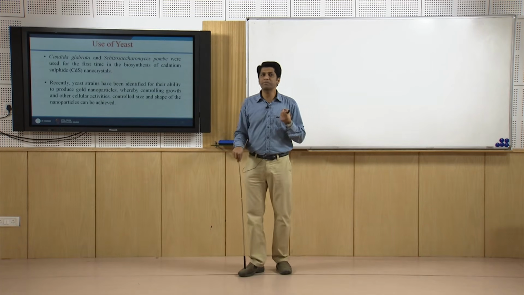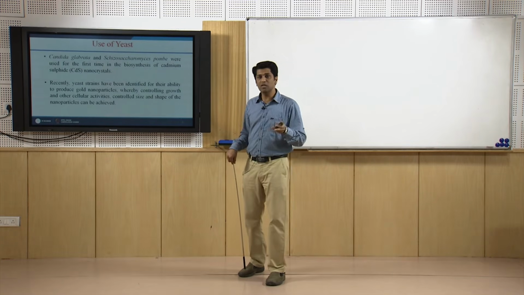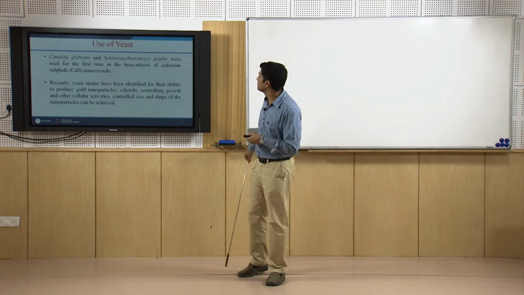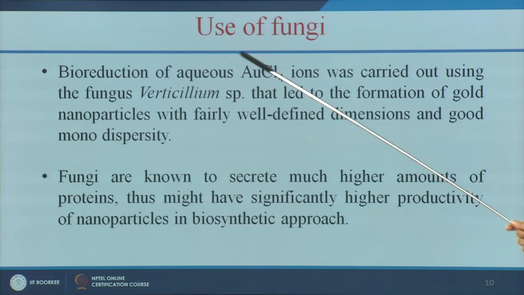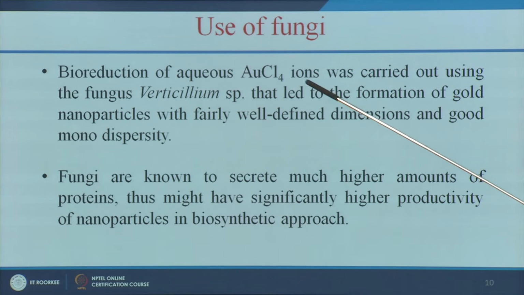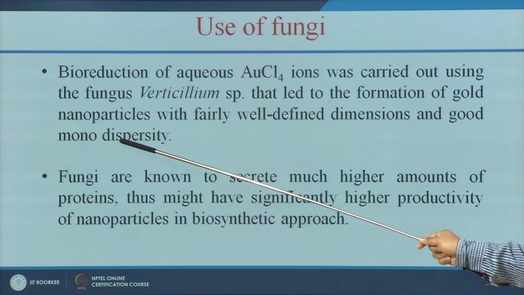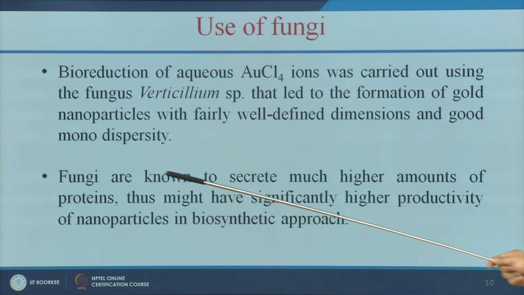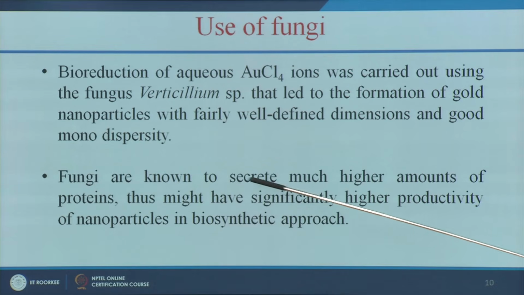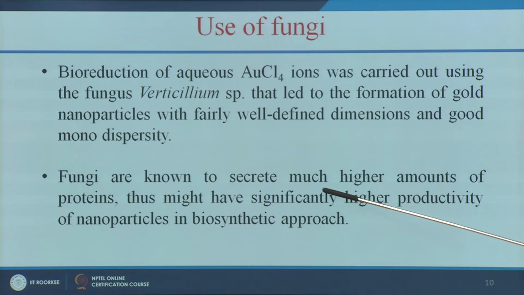So the enzyme present in the yeast can convert your metal salt into metal nanoparticles, and you can do further characterization and application studies. And we can also use fungi. The example is Verticillium species. That can be useful for making gold nanoparticles with very good monodispersity. And why do we use fungi? Because fungi are known to secrete a much higher amount of proteins, so there might be significantly higher productivity of nanoparticles in this biosynthetic approach.